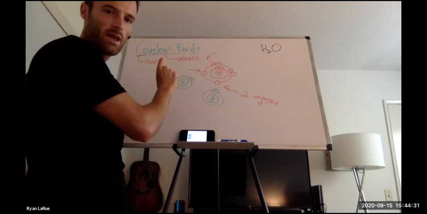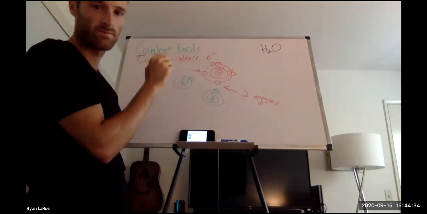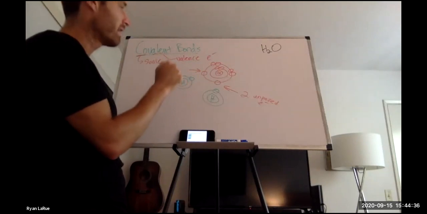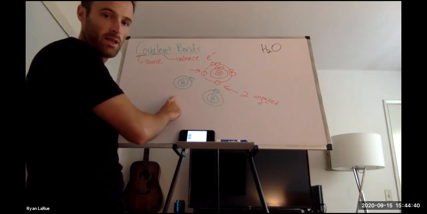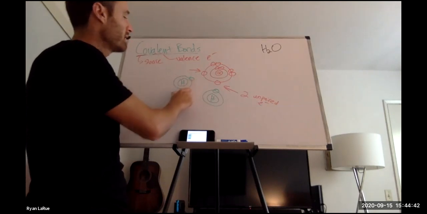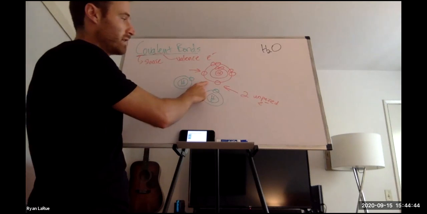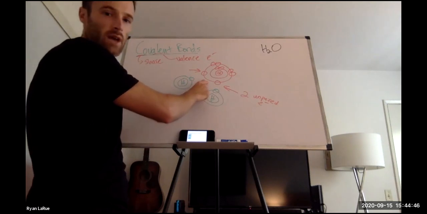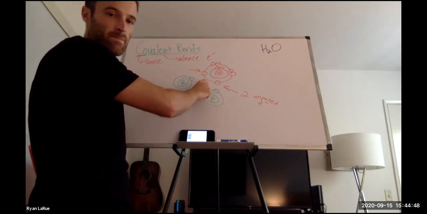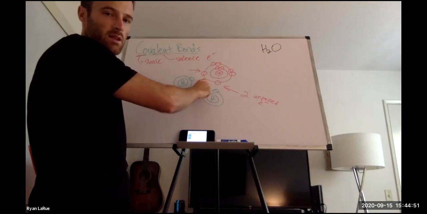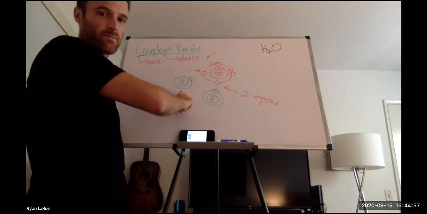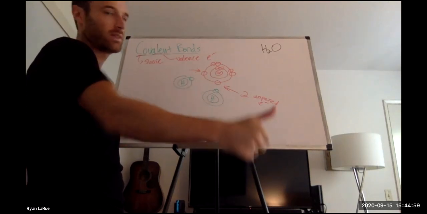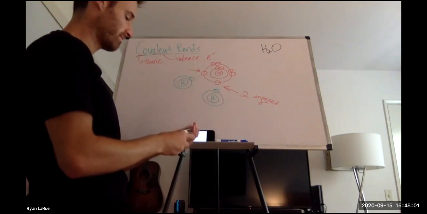How many valence electrons in oxygen's outer shell? Not hydrogen. Yeah, 6. Oxygen has 6. Hydrogen has 1 electron in its valence shell. Oxygen wants how many? Oxygen wants 8. Hydrogen, how many does hydrogen want? 2, exactly. And this is what happens.